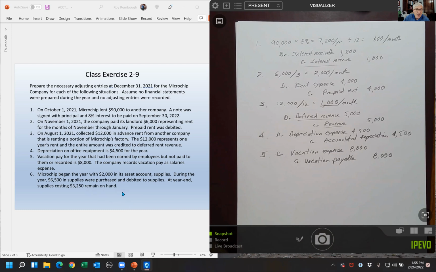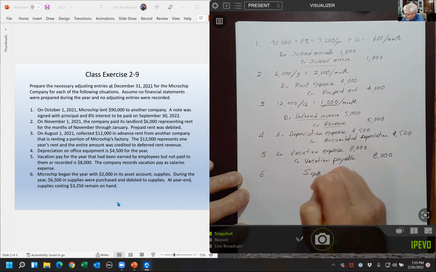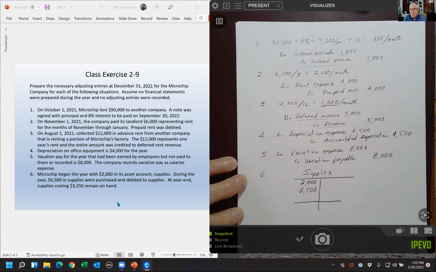And then now we're doing a supplies problem. I do kind of love these problems, just to let you know. So I like to do a T account, supplies. We started the year with 2,000 in the supplies account. And then we purchased 6,500 in supplies, debit that. And then we want to expense how many of those we use. So we have 8,500 available to be used. We don't know how many we use, but we do know how many we have left: 3,250. That's the balance we've got to end with.